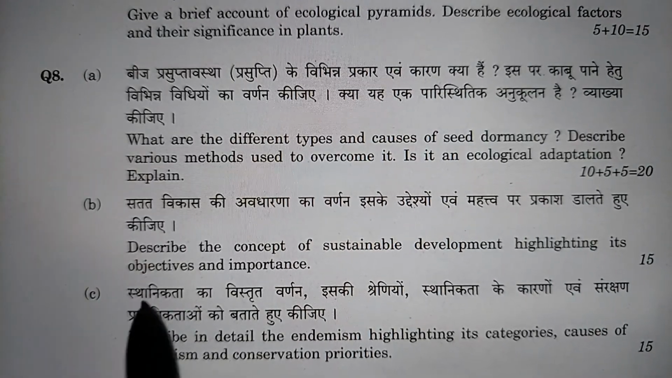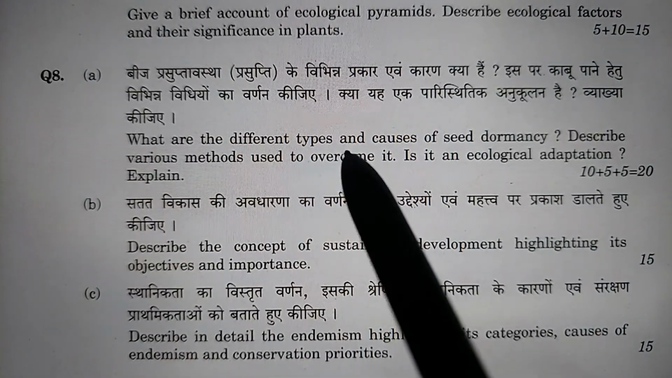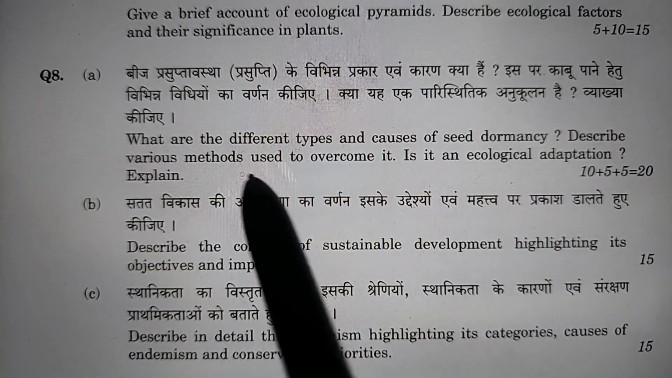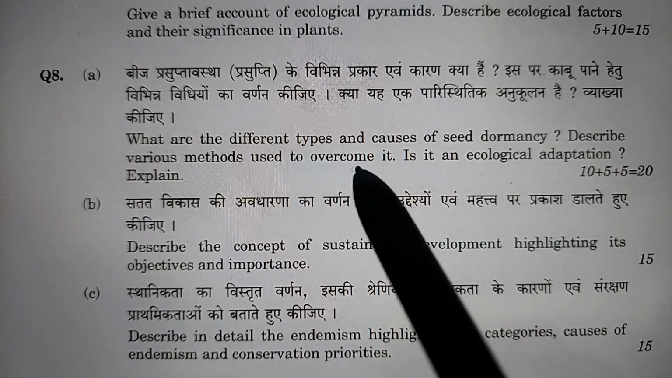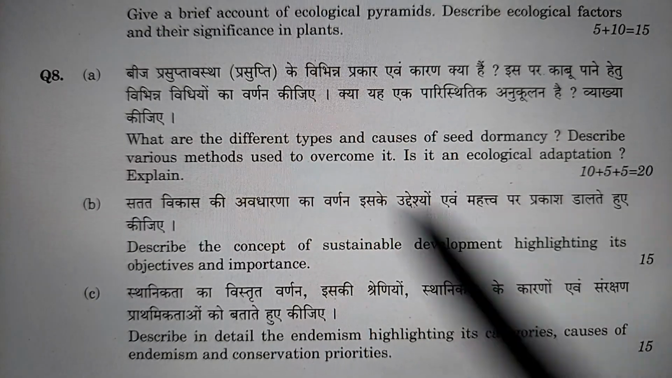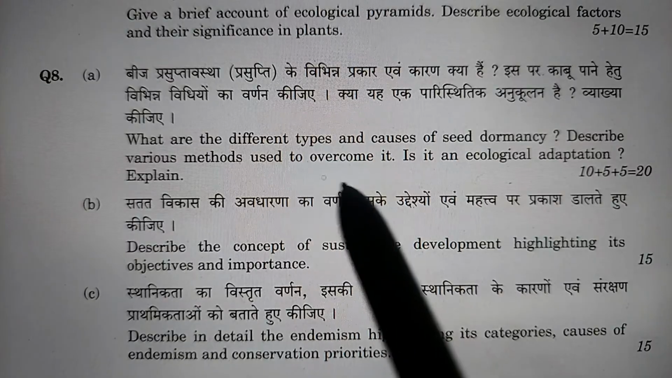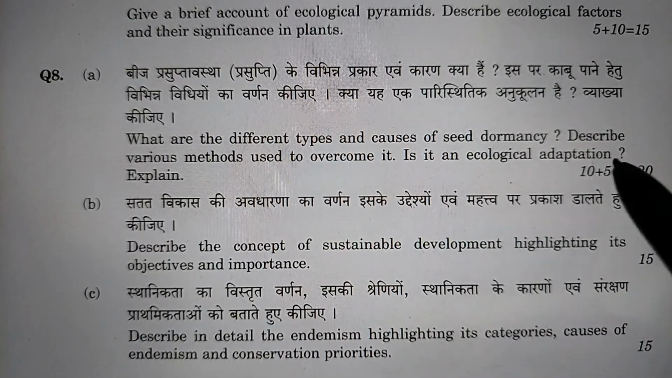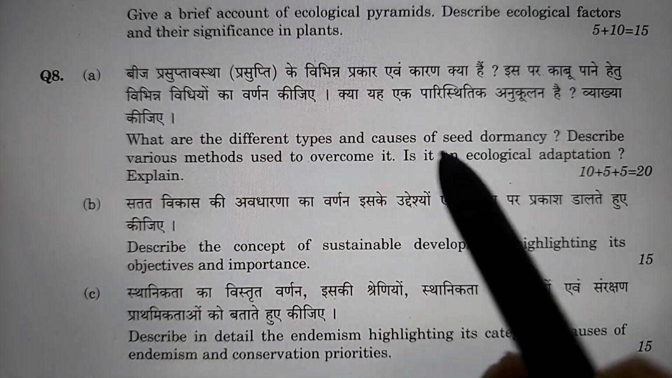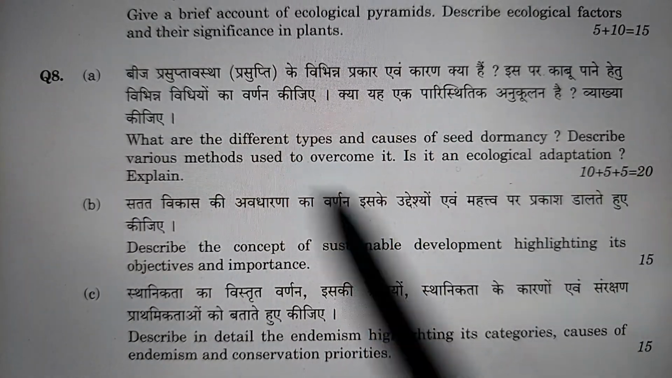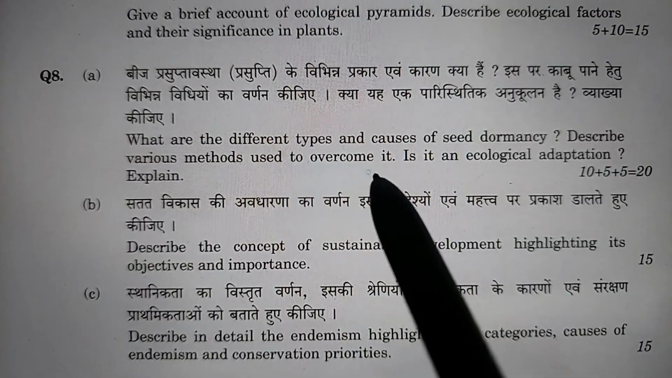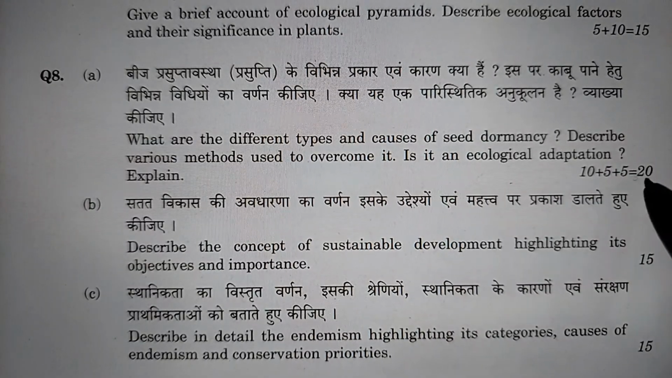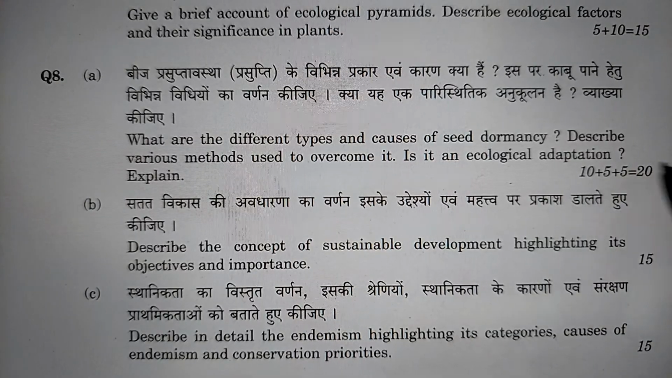Question number 8, option A is what are the different types and causes of seed dormancy? Describe various methods used to overcome it. Is it an ecological adaptation? So what are the different types and causes of seed dormancy is 10 marks. Describe various methods used to overcome it is 5 marks. And is it an ecological adaptation? 5 marks, total 20 marks.